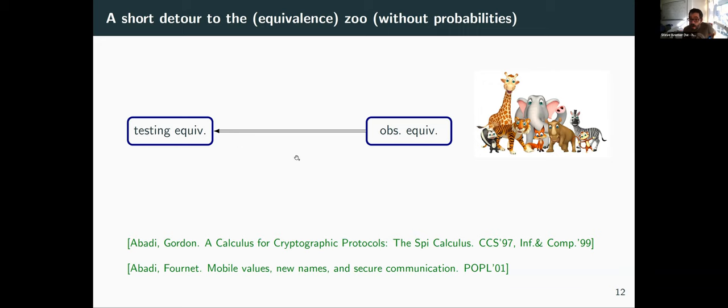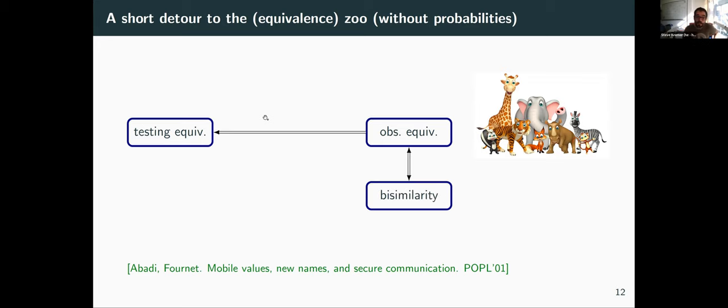The two equivalences that have been considered in many works, going back for instance to the spi calculus, are the may testing equivalence that I introduced. But in the applied pi calculus, they looked at observational equivalence, which is slightly stronger, so I have this implication here. Then in their paper, Martin Abadi and Cédric Fournet showed that there is a labeled version that coincides with observational equivalence, which is called bisimilarity.